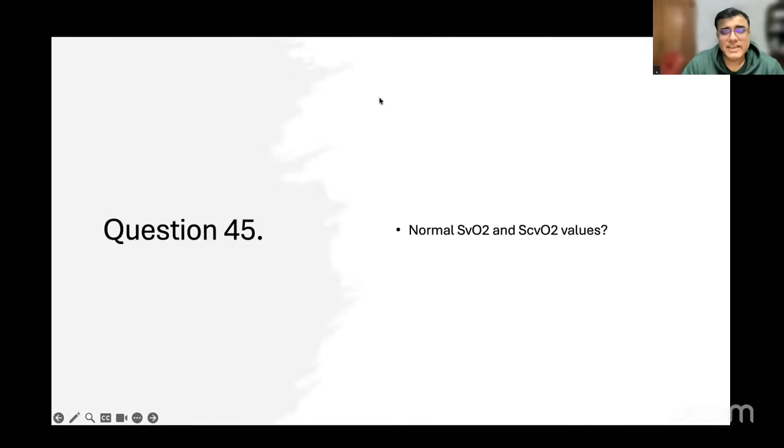Normal SVO2 and SCVO2 value. SVO2 is basically what you get from a pulmonary artery catheter. So 65. And around a 5 to 6% difference is there whenever you take it from central venous, so around 70. So 65 SVO2 value and 70 SCVO2 value. So a 5 to 6% difference is there between SVO2 and SCVO2 values.